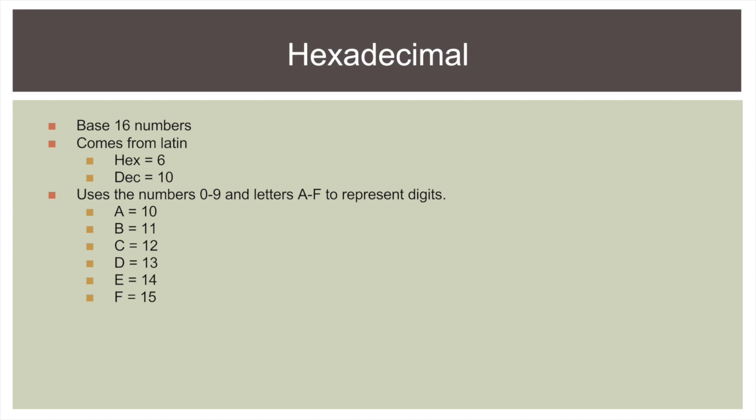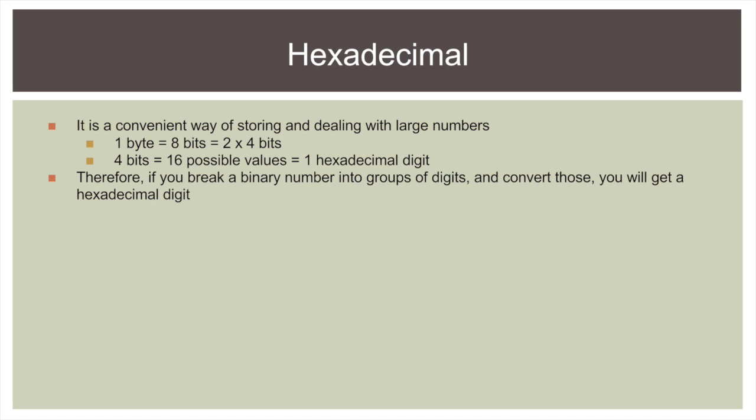So, hexadecimal is base 16, and it comes from Latin. Hex is 6, decimal equals 10, and it uses the numbers 0 to 9 and letters A to F to represent digits. A is 10, B is 11, C is 12, D is 13, E is 14, F is 15. It's a convenient way of storing and dealing with large numbers.